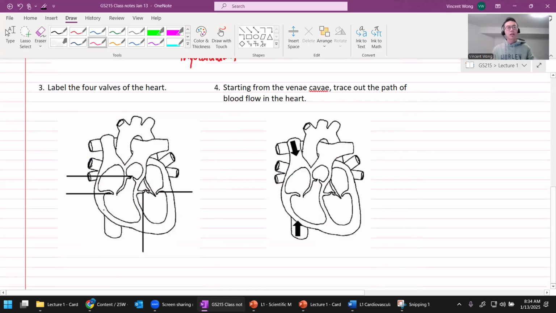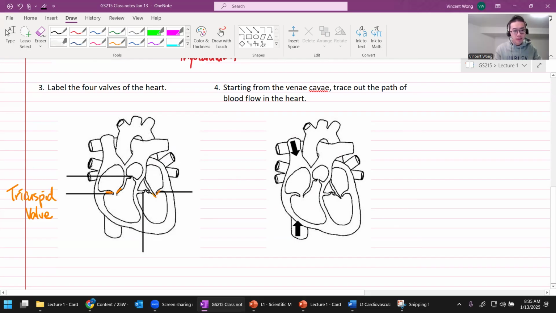Okay, of course, inside the heart, we have valves that prevent backflow of blood. We want to keep the circulation going in a one-way direction to minimize turbulence and to ensure laminar flow. And so we have a valve separating the right atrium from the right ventricle. That would be the tricuspid valve.